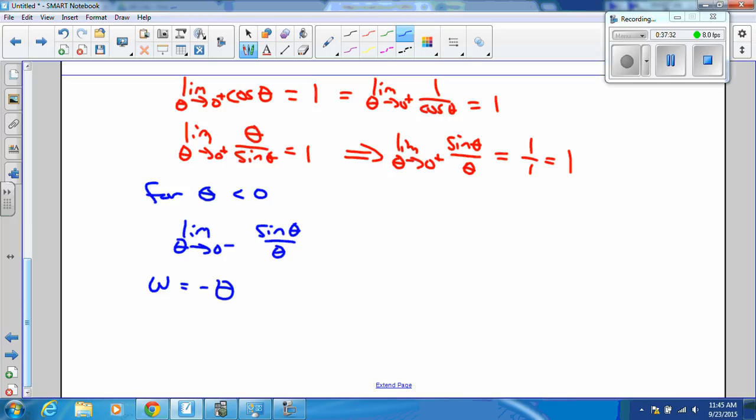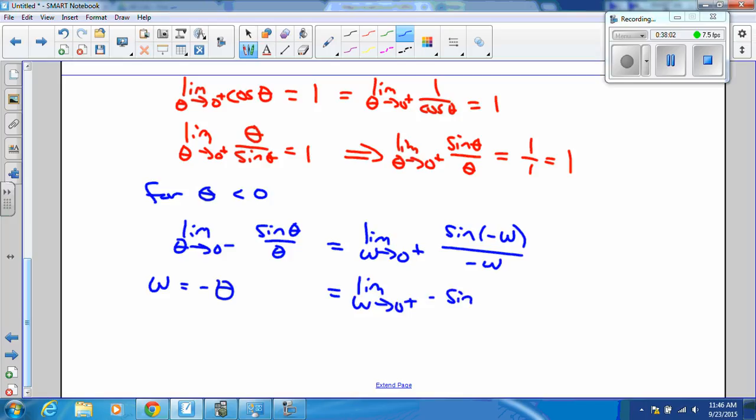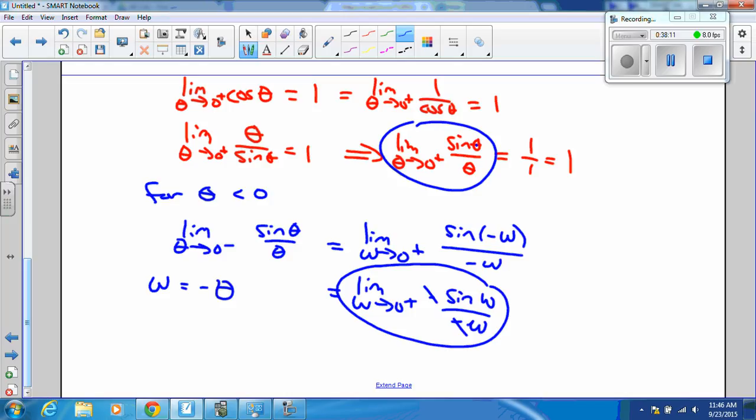So that if theta goes to 0, then w goes to 0 also. But if theta is going to 0 from the left, then w is going to 0 from the opposite direction. And theta is negative w, and so I can replace just like that. But since sine is an odd function, out comes the negative sign. Boom. Cancel. And now I have the exact same limit as I had right here, just with a different variable.